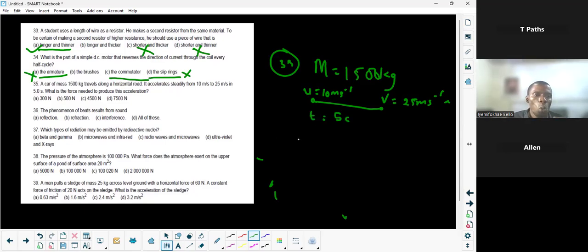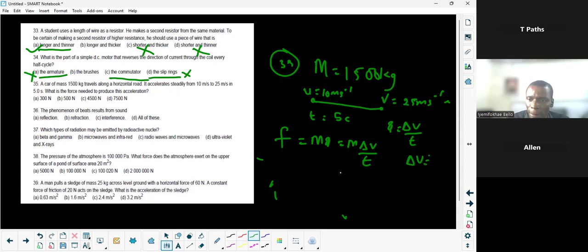Now the question says, what is the force needed to produce this acceleration? Now we know that force is ma, where m is your mass and a is your acceleration. We also know that a is the change in velocity over time, so F equals m times change in v over time. And anytime you hear the words change in v, it means final minus initial. So the expression there is F equals m, open bracket, v minus u, over t.